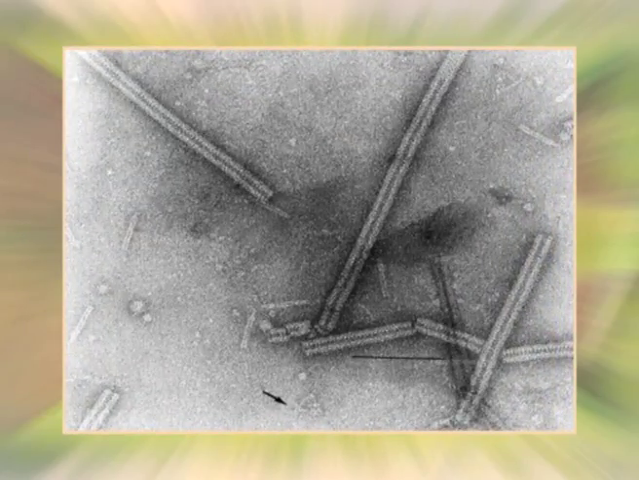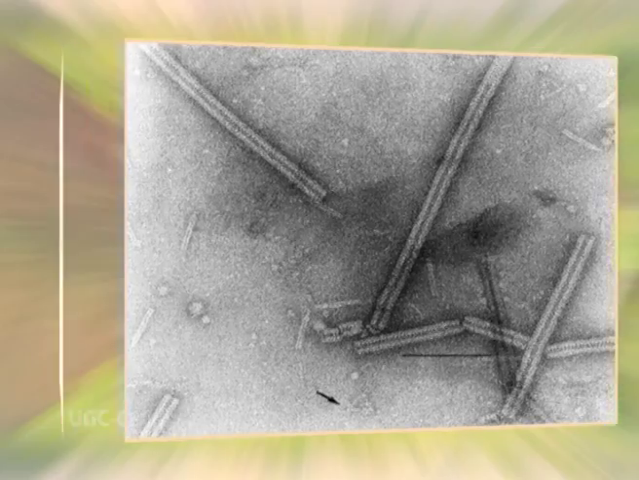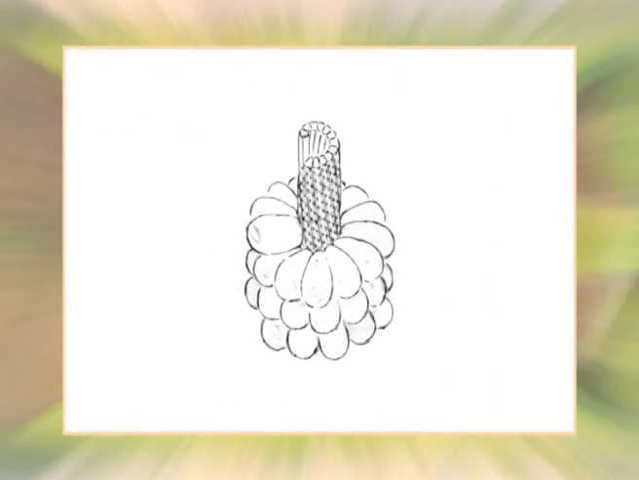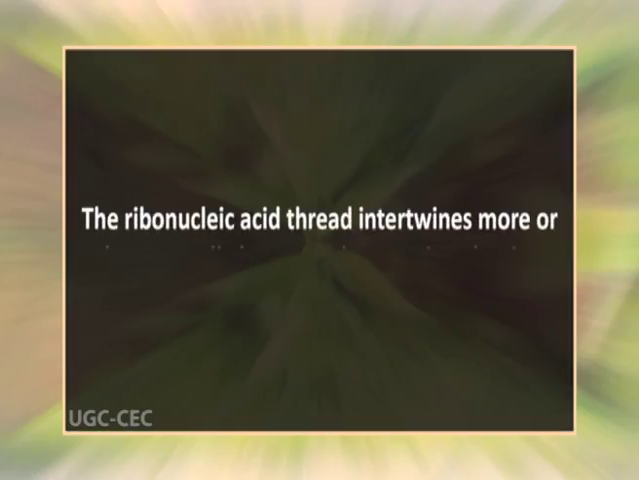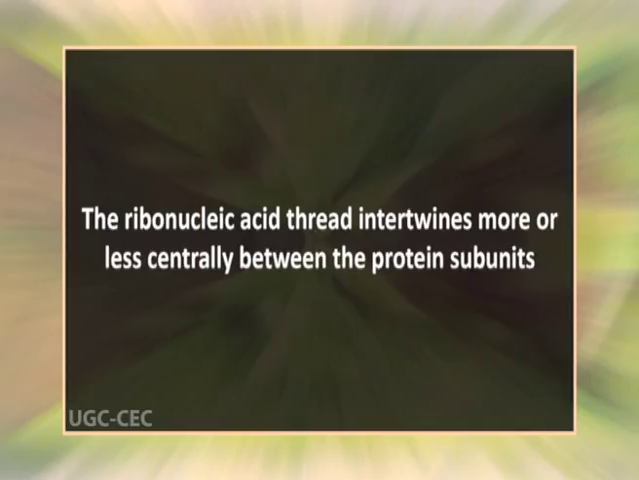The virus particles are rod-shaped, measuring 280 microns in length by 15 microns in width. The X-ray studies reveal that the virus particle consists of a number of protein subunits set in helical array with 49 subunits to one turn of the helix and 2130 subunits in one rod. The ribonucleic acid thread intertwines more or less centrally between the protein subunits.